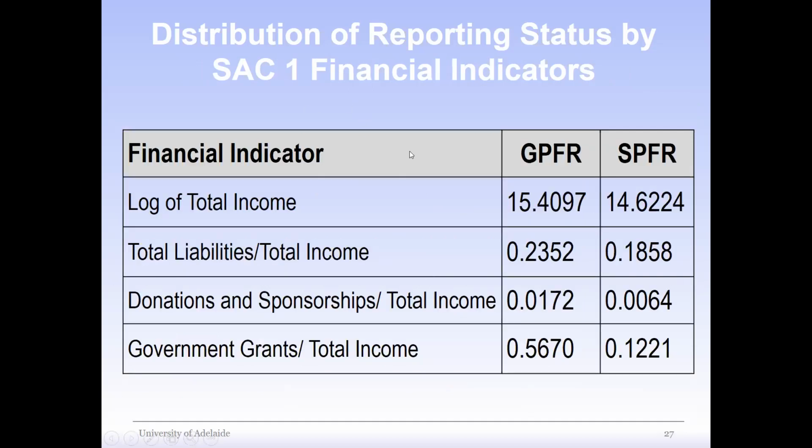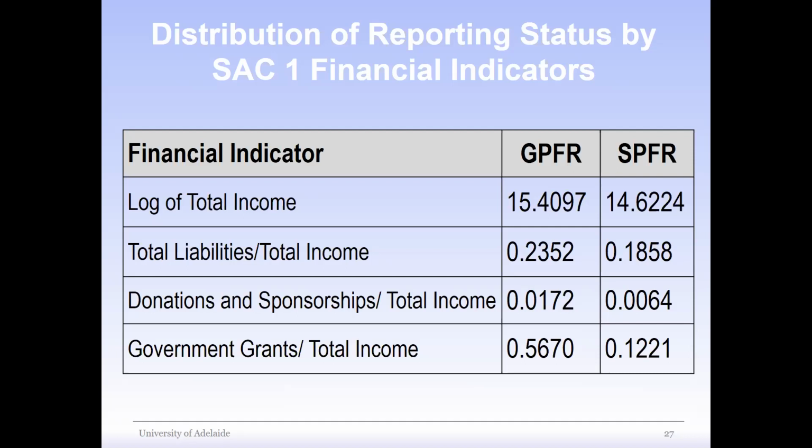The financial indicators. What we did here with the financial indicators, so we've got total income, we used the log of total income because the data was a bit skewed. We looked at the size of the total income of charities that were preparing general purpose, and the size of those that were preparing special purpose. And we can see that there's not a huge difference there at all. Indebtedness, so we looked at total liabilities to total income, and again, there is a larger proportion preparing general purpose than special purpose.